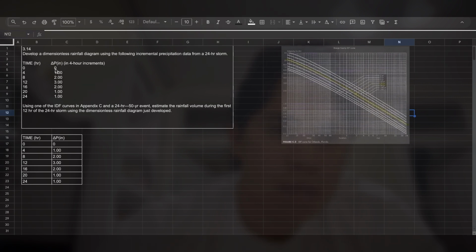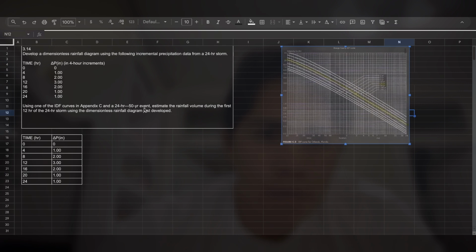These are the increments. For the 0 hour, when we start with 0 precipitation, 0 water, 0 rain, and in the next 4 hours, we have gotten 1 inch of precipitation. In the next 4 hours, we got 2 inches, and so on. Now it says using one of the IDF curves, I have it over here.